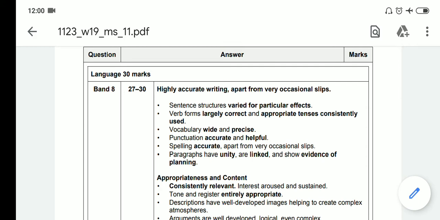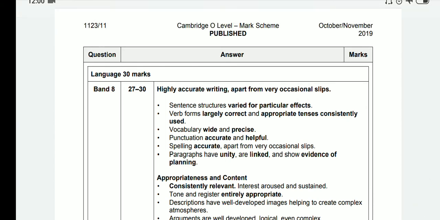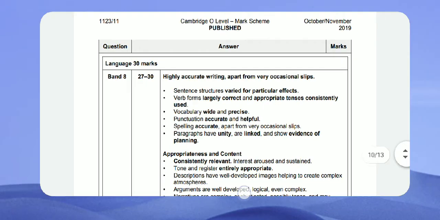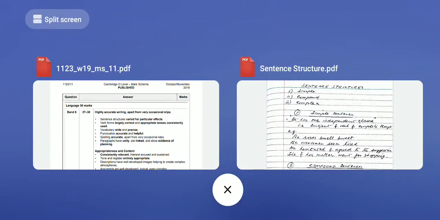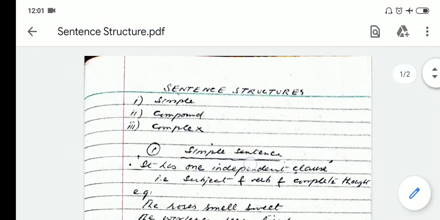Your sentence structure should be varied to give a particular effect on the audience, to give a particular effect on the reader, to involve the reader in your writing, to make your writing more interesting, more gripping, more fascinating. You need to use varied sentence structure. So in order to use varied sentence structure, we need to know what a sentence structure is.